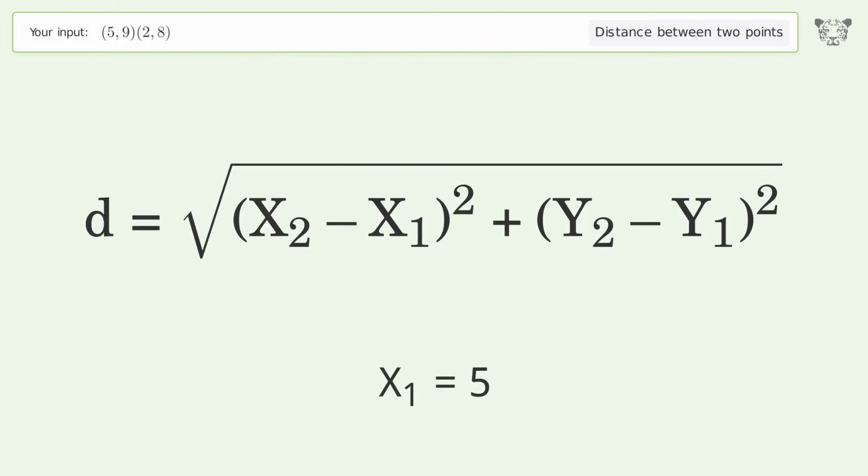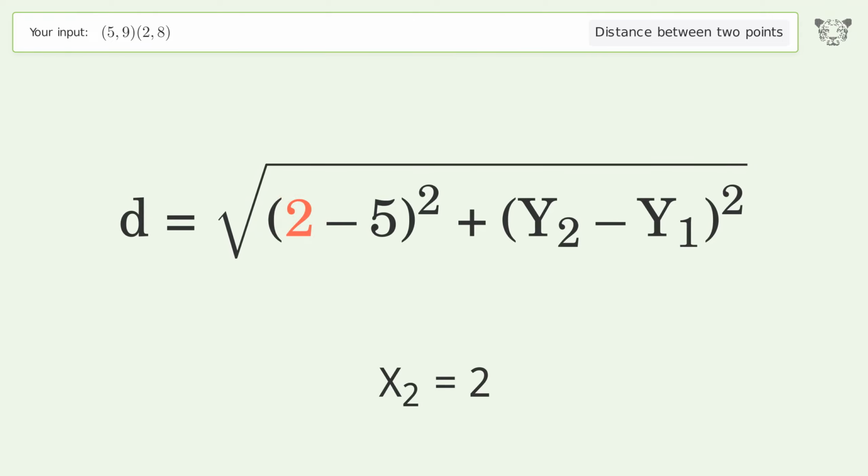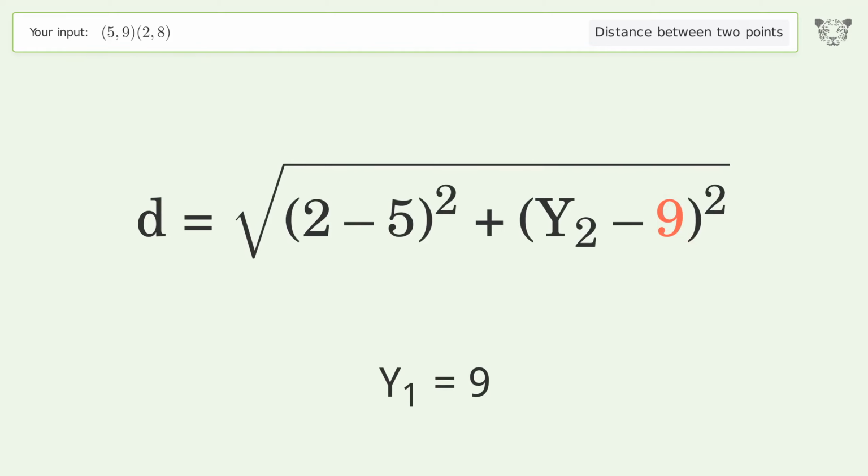x1 equals 5. x2 equals 2. y1 equals 9. y2 equals 8.